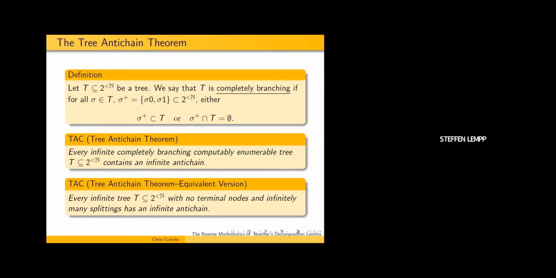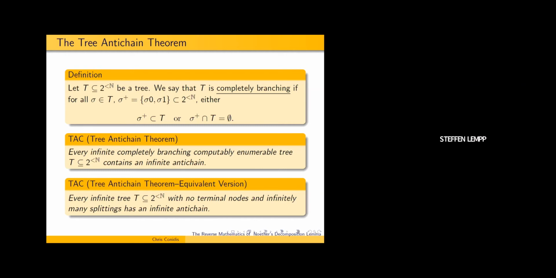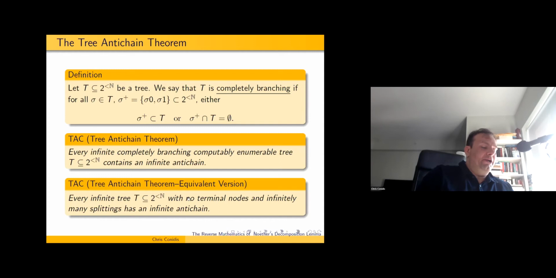Chris, can I ask a quick question? Am I understanding correctly that in the second version, the infinite tree is just in the second order part of the model, and in the first one, it's sigma 1 definable over the second order part? Yes. That's technically what it is. Oh, okay. Just making sure. Thank you. And so the second version has no terminal nodes, right? It has no terminal nodes.